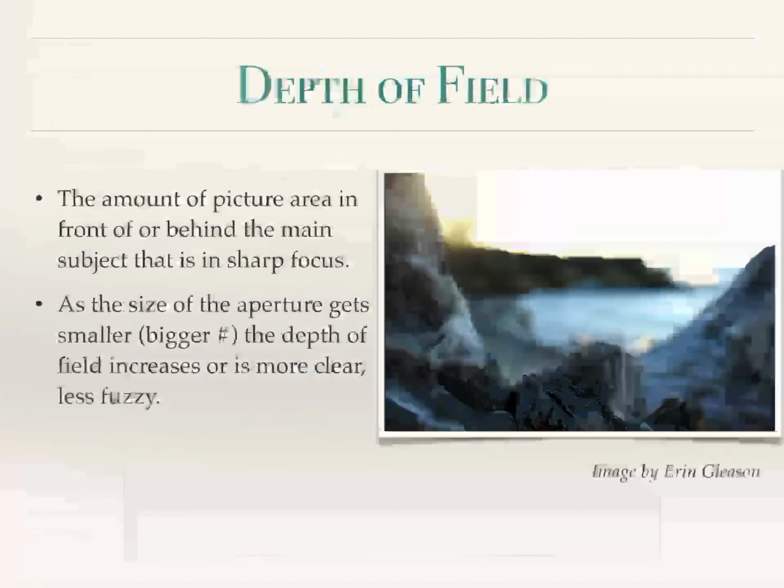Okay? Moving on. What the aperture actually controls in your photograph is the depth of field. Depth of field is the amount of picture area in front of or behind your main subject that is in sharp focus. As the size of the aperture gets smaller, which is actually a bigger number, the depth of field increases or is more clear and less fuzzy.